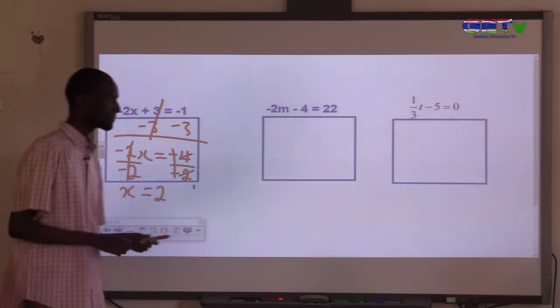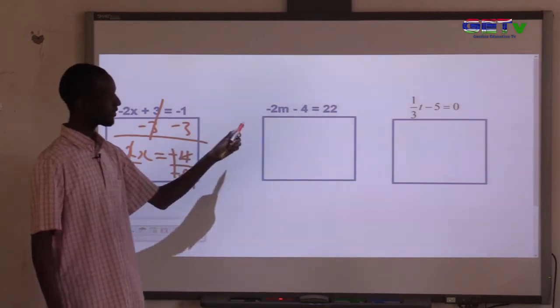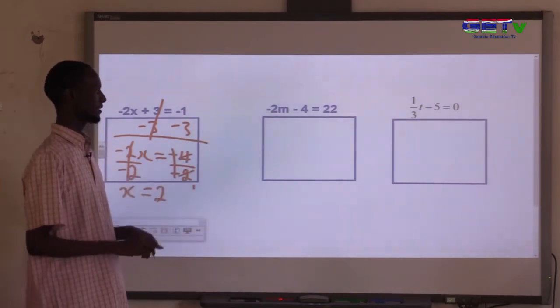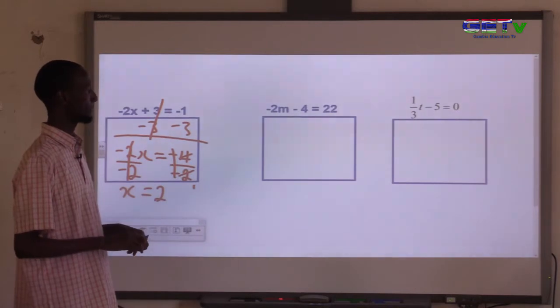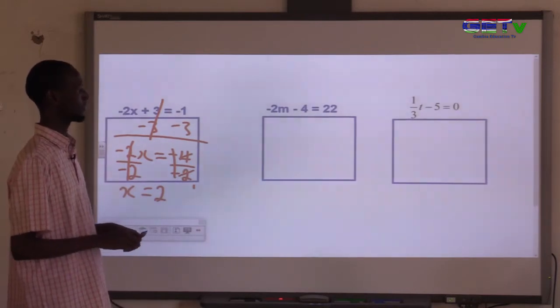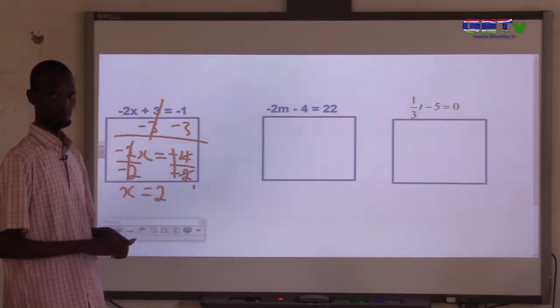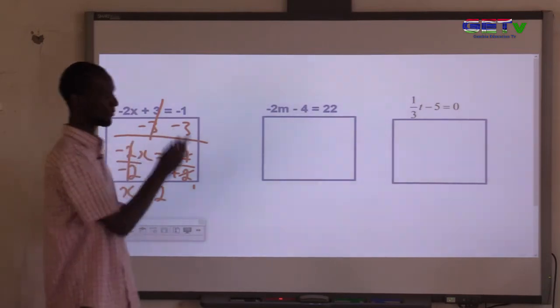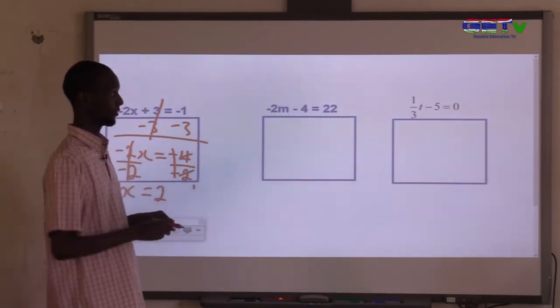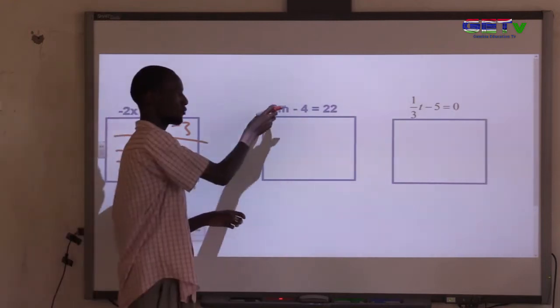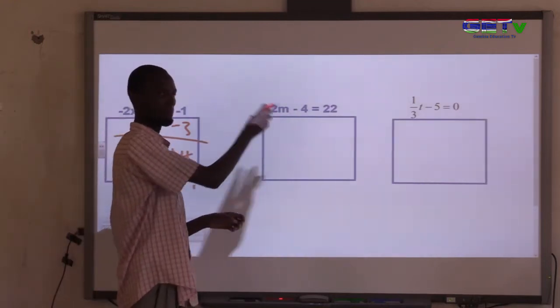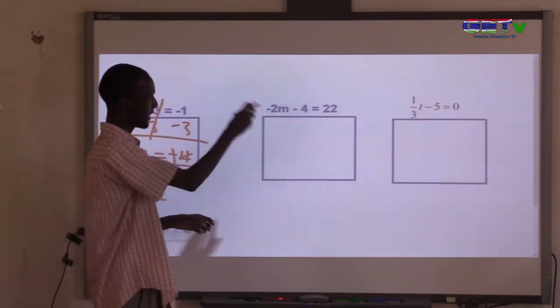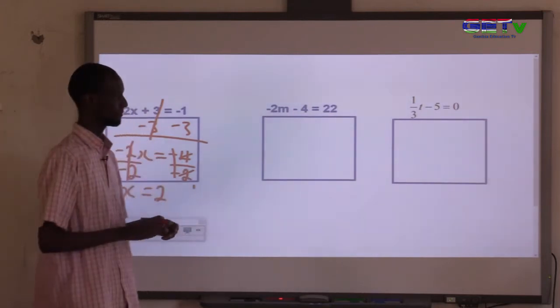Then let's move along to the next one. Negative 2m minus 4 is 22. Always focus on where the variable is, on the side that you have the variable. Negative 2m is negative 2 times m, multiplication. And then minus 4, subtraction.